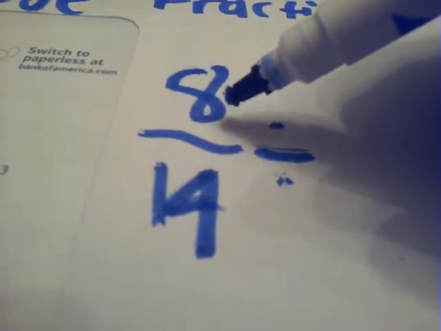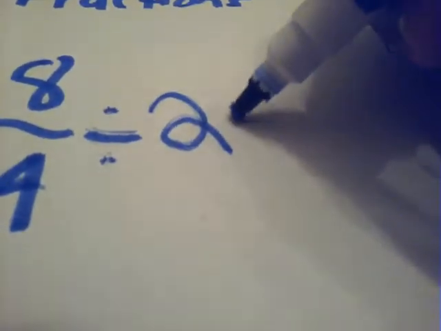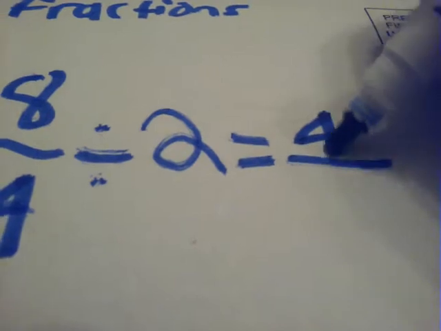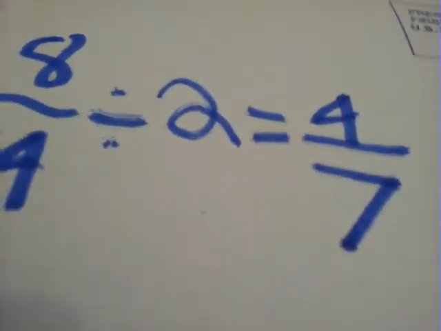Let's try. Since 8 is even, and 14 is even, let's divide them both by 2. All right, 8 divided by 2 is 4. 14 divided by 2 is 7. Hang on. We just did simplest form.